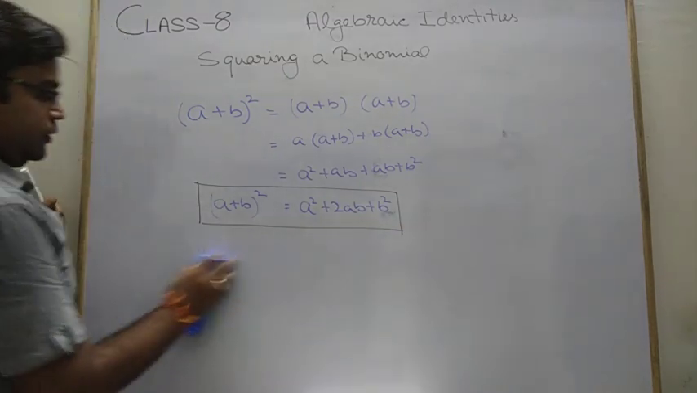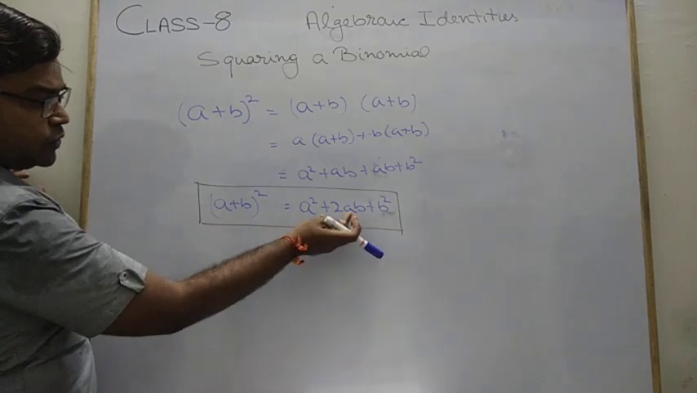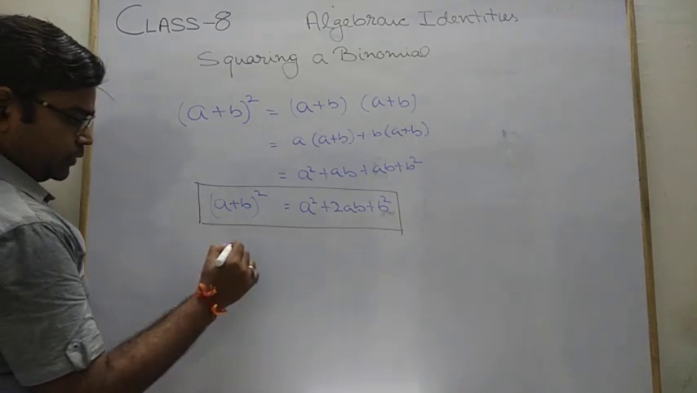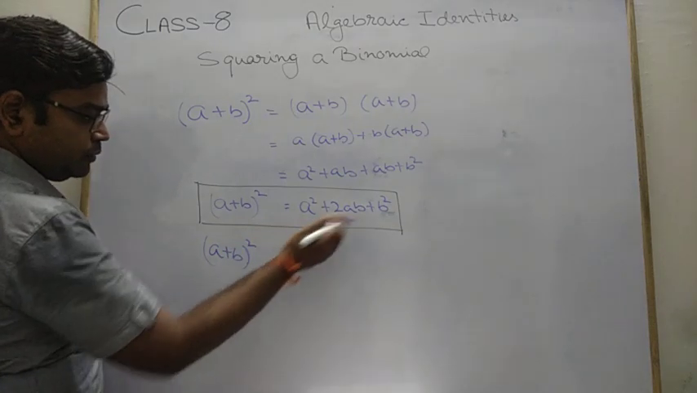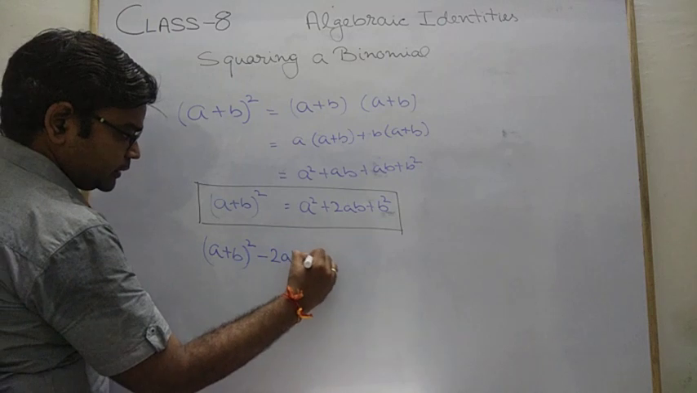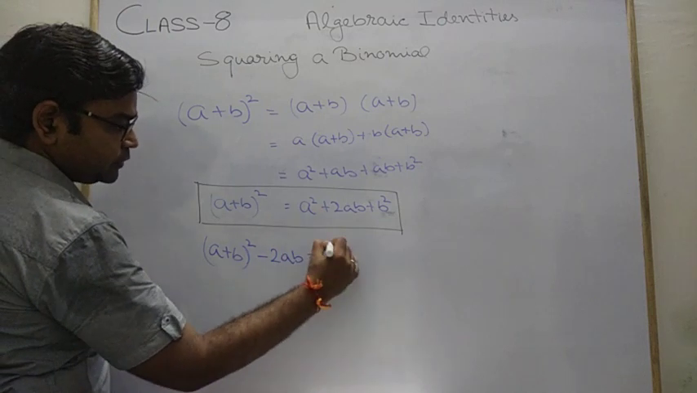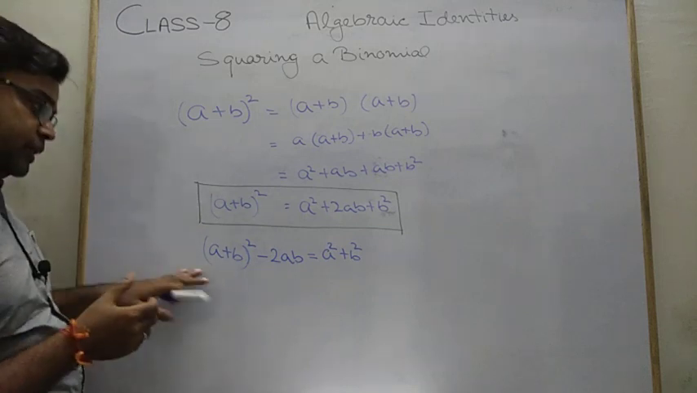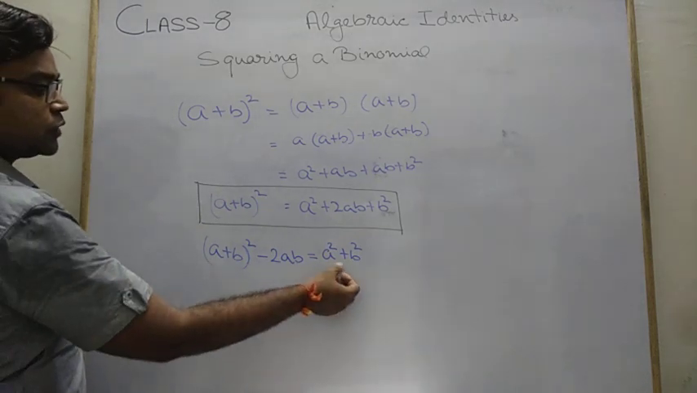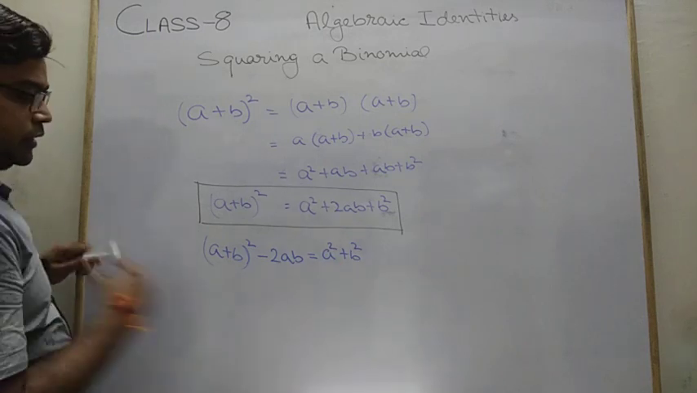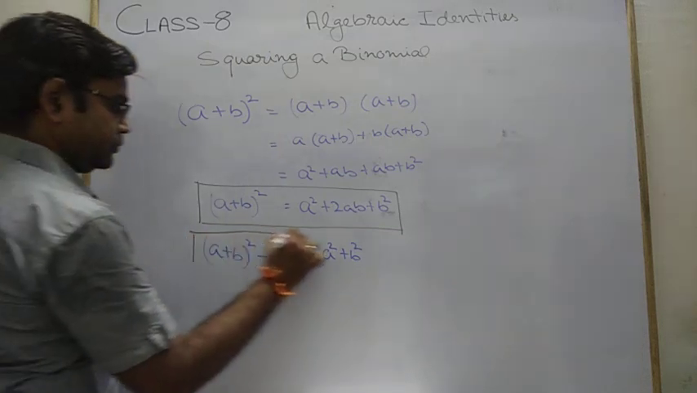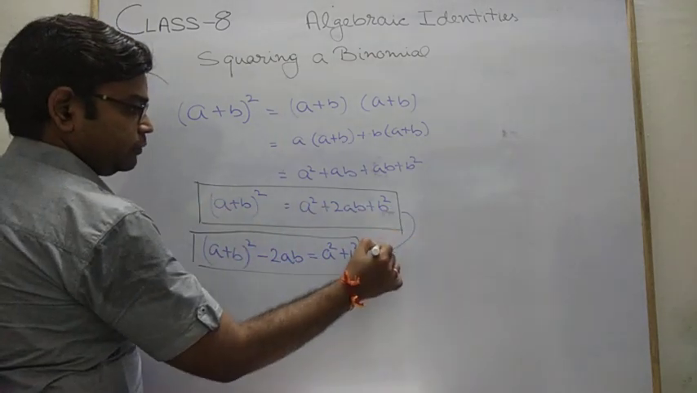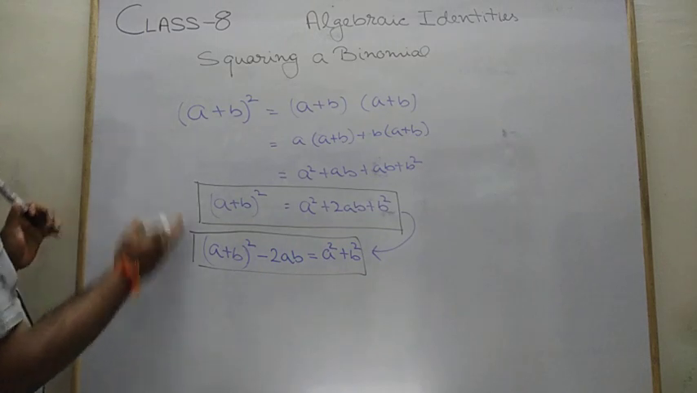Now if we shift this 2ab to this side, then what happens? It's a plus b whole square, plus 2ab is here, so we shift it to minus 2ab, and this is equal to what is left: a square and b square. So from this we can find this one. This is another type of formula, meaning a square plus b square is equal to this one. This is another formula, but this formula is derived from this one. So this is your primary and this is your secondary.